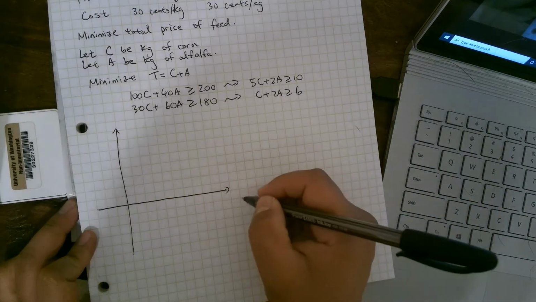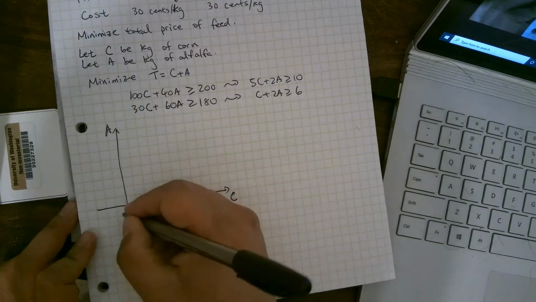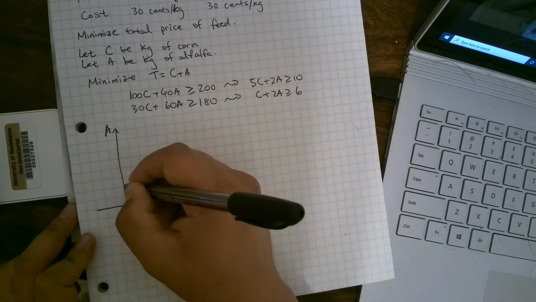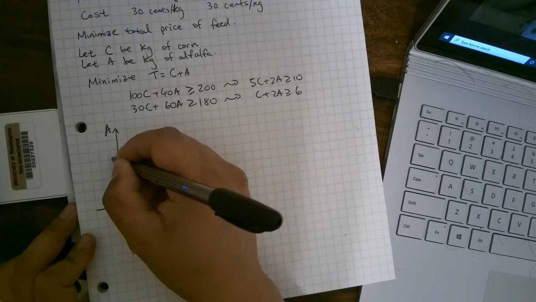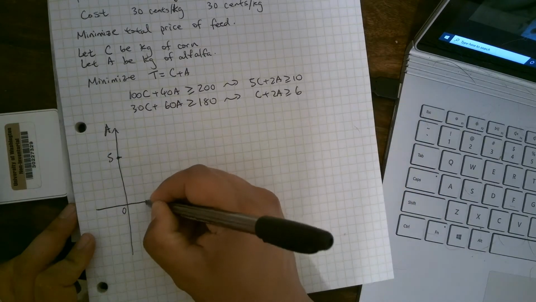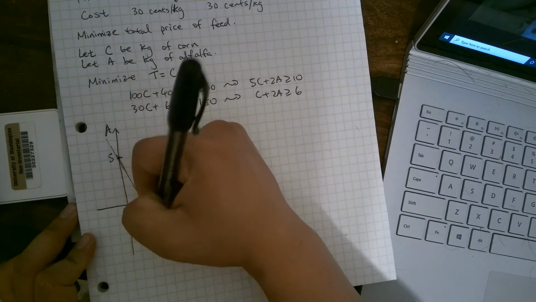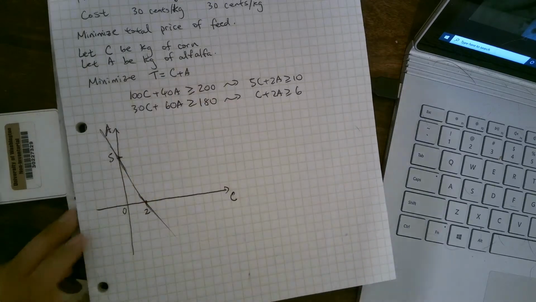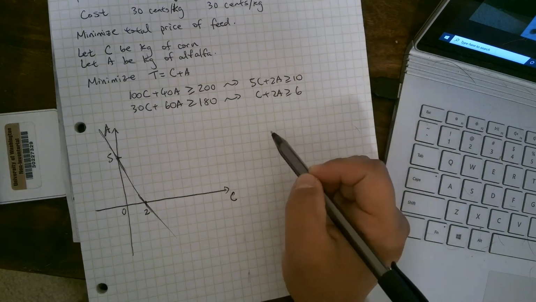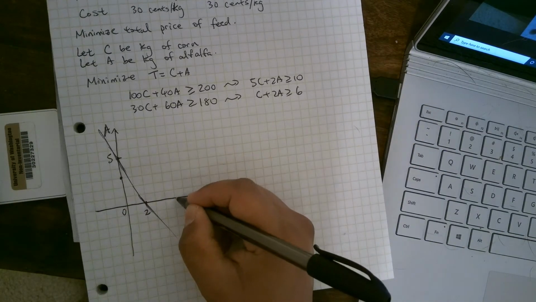Let's make this the corn axis, this the alfalfa axis, and let's see, what do we have? The y-intercept here is 5. We'll just make these each worth 1. That's 5. And the x-intercept is 10 divided by 5 is 2. See how much faster this is than converting to slope-intercept form. Okay, there's that line. And then here, the y-intercept, or the a-intercept, is 3, and the c-intercept is 6.